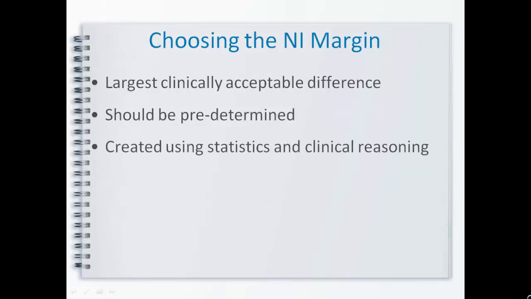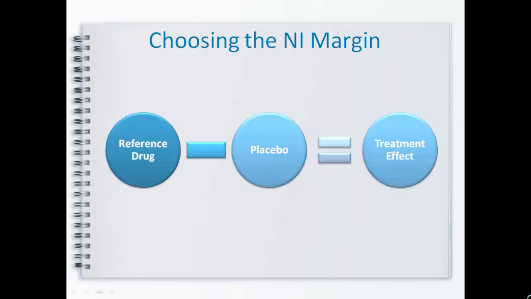The non-inferiority margin is the largest clinical difference between the intervention and active comparator that is deemed to be acceptable. The difference between the groups must be less than this margin in order for the intervention to be considered non-inferior. The NI margin should be predetermined in order to prevent bias and developed using both statistical techniques and clinical reasoning.